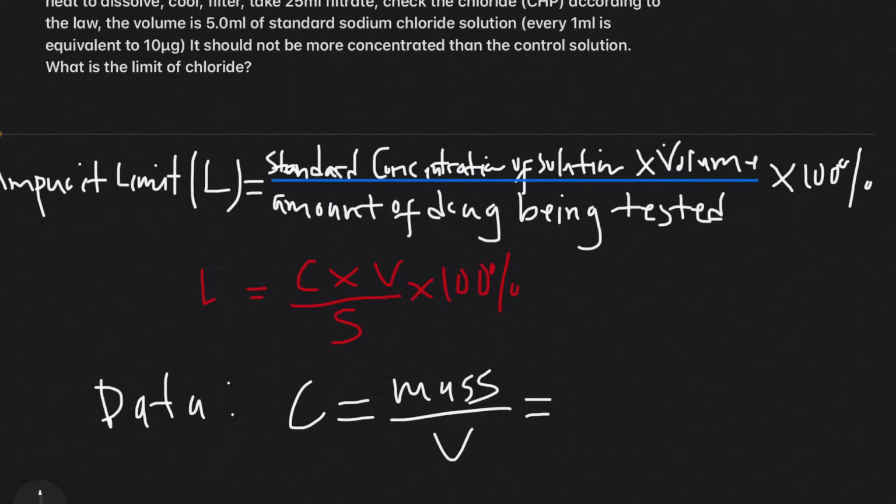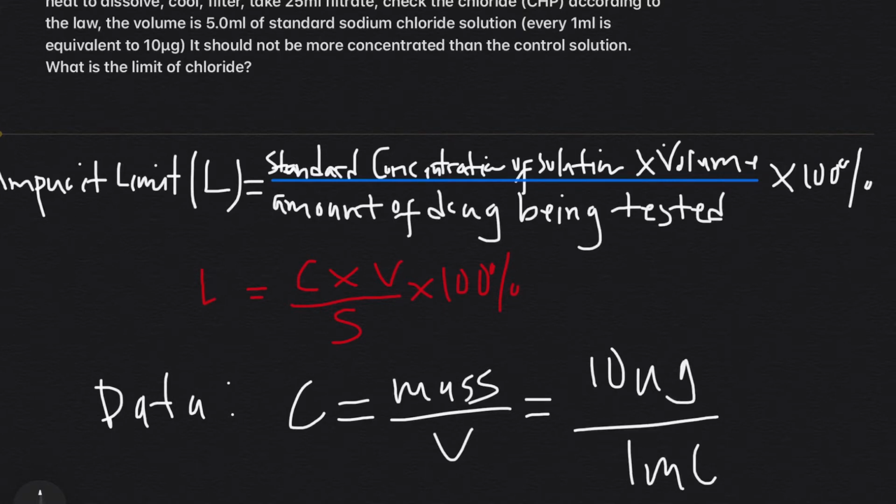Then the volume we had was 5.0 milliliters of standard chloride solution. In brackets, they've given us the standard concentration, saying every 1 milliliter is equivalent to 10 micrograms. Since mass over volume gives us concentration, they've given us 10 micrograms over a volume of 1 milliliter.